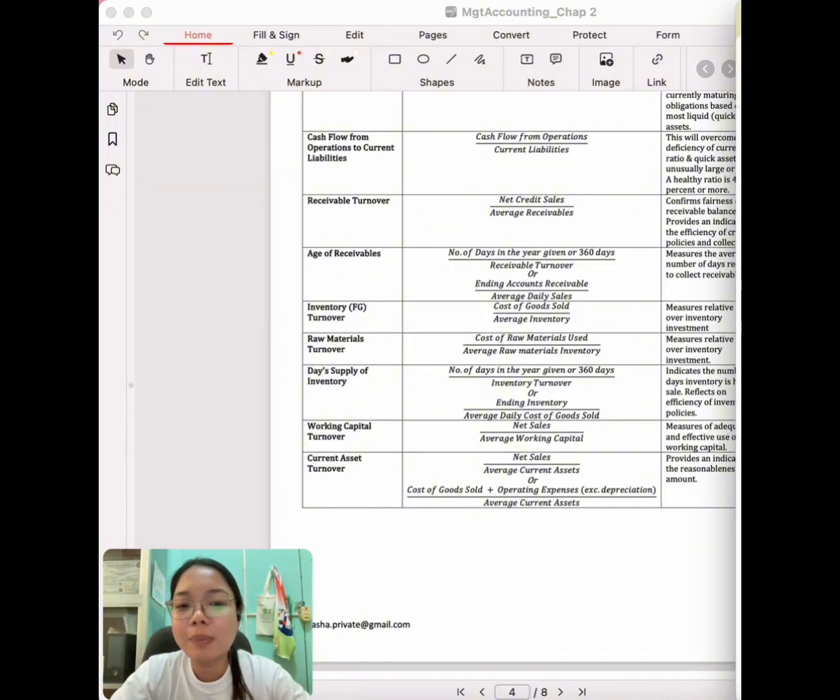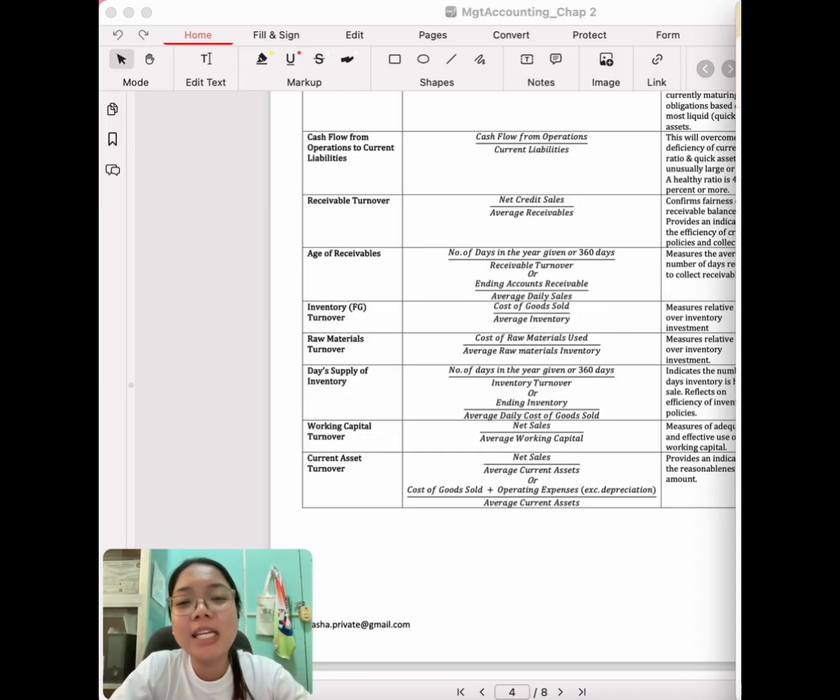Okay, next is the working capital turnover. Ang formula naman dyan is net sales divided by average working capital. So, ang working capital, this is generally your current assets minus your current liabilities. So, this ratio measures the adequacy and effective use of working capital. In other words, how effectively are we using our working capital to generate sales? This is important because too much working capital may mean resources are not being used efficiently, while too little may create liquidity problems. Okay?